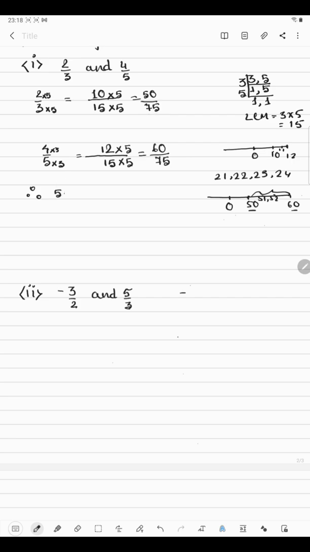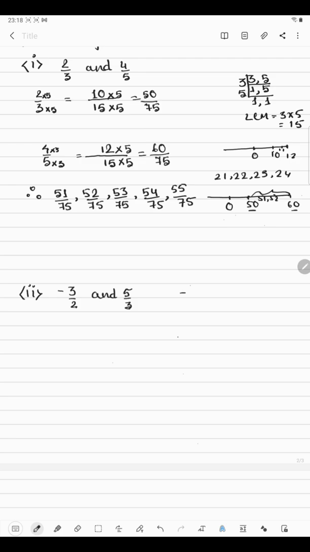So 51 by 75, 52 by 75, 53 by 75, 54 by 75, 55 by 75. So this way we will find 5 rational numbers.